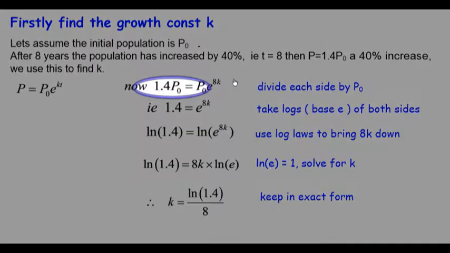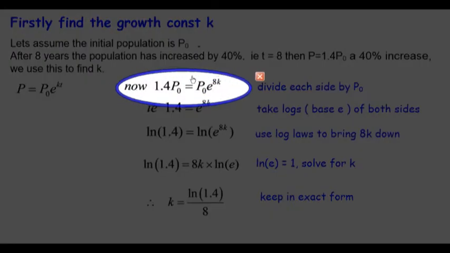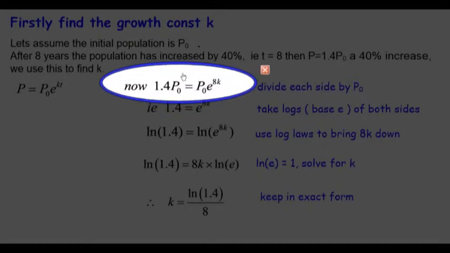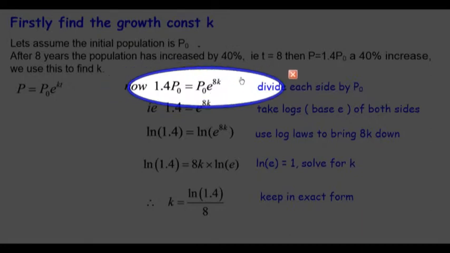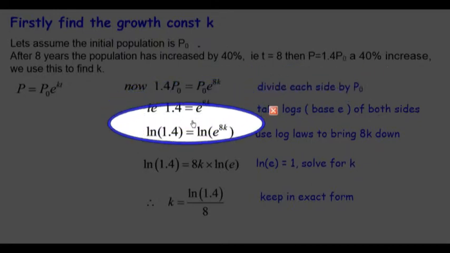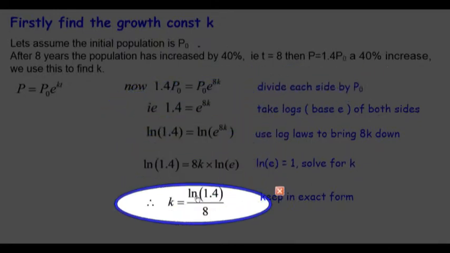There's another video on a similar sort of problem, but it was slightly different, and you can see that the wording of these problems is quite important. But we divide by P0, take the logs, solve for k, and we get k as before, ln 1.4 over 8. Okay, so this is our growth constant.